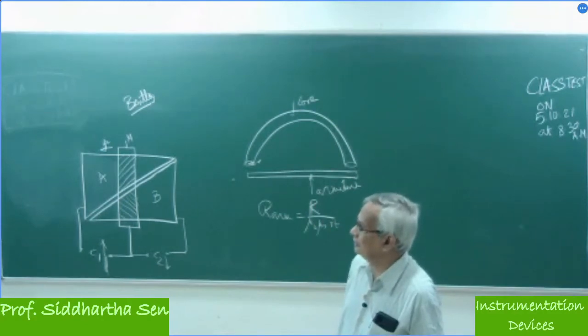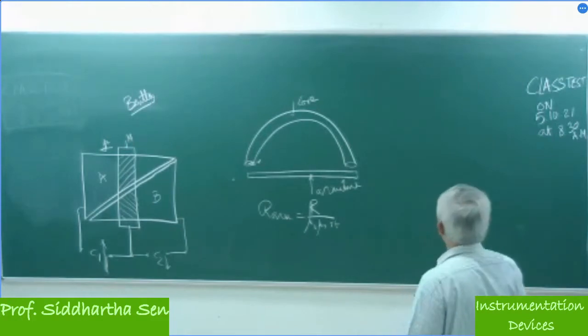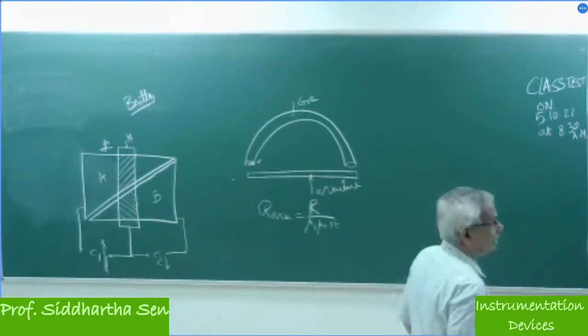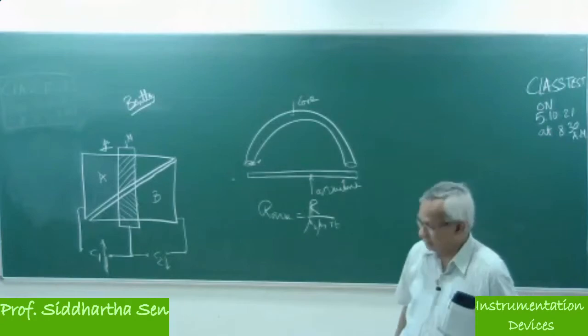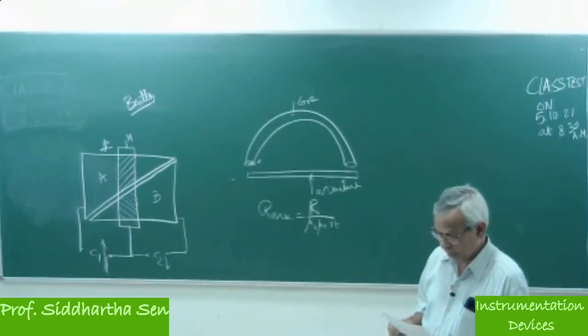Is it all right? Yes, sir. Any other? Sir, in question number 1, it is given that the impedance has a phase angle of 71 degrees, and it is also written that it is independent of frequency. So how do we have to approach this question?